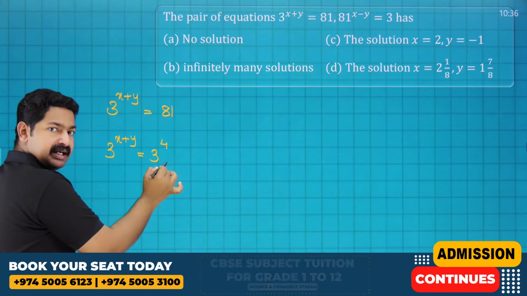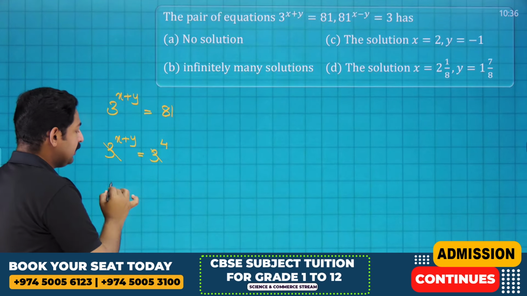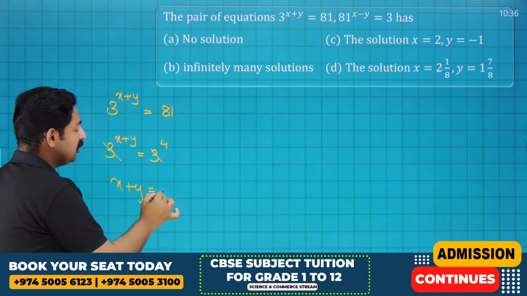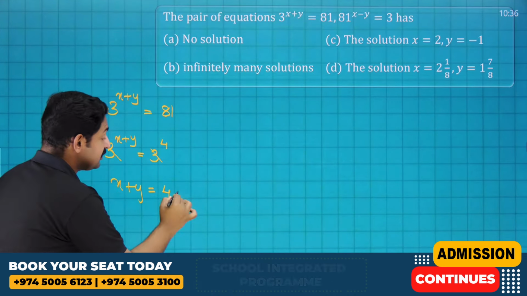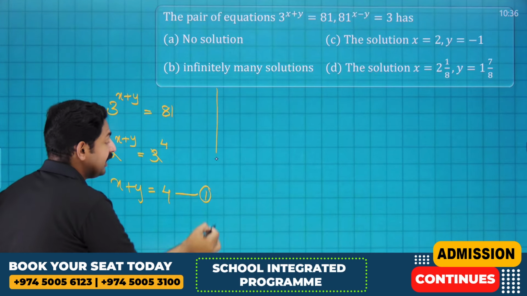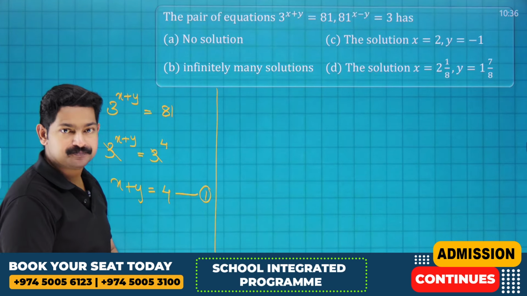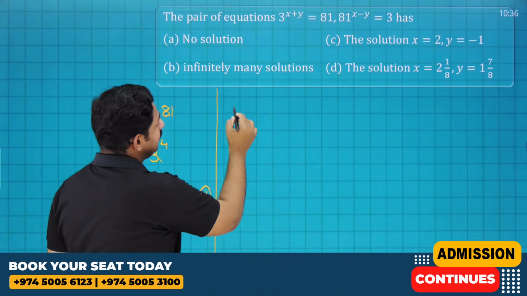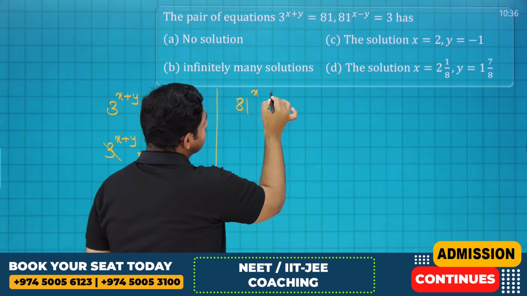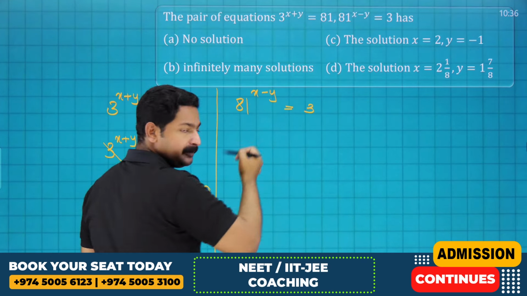Now the bases are the same. So if the bases are the same, definitely the powers are equal: x plus y is equal to 4. We got the first equation in x and y, a normal equation. Now the second one: 81 the whole raised to x minus y is equal to 3.